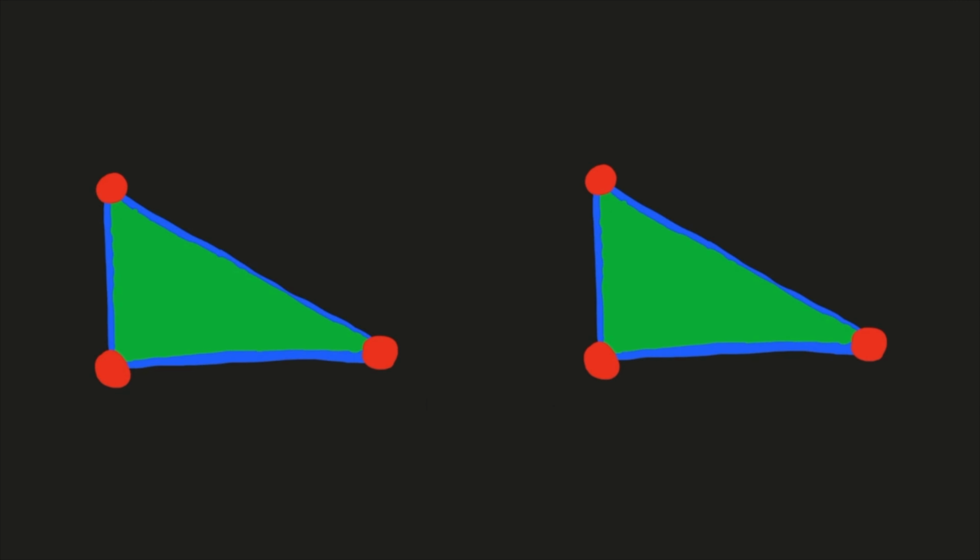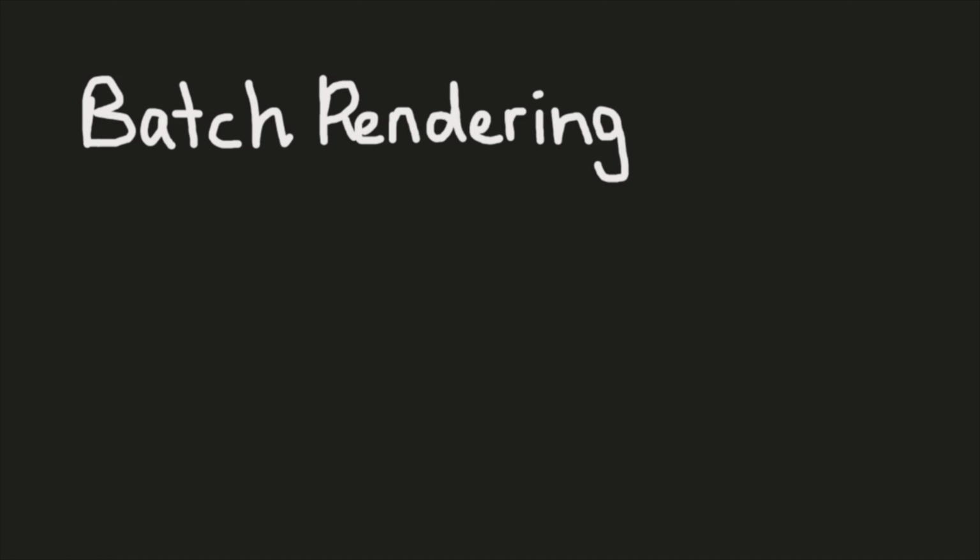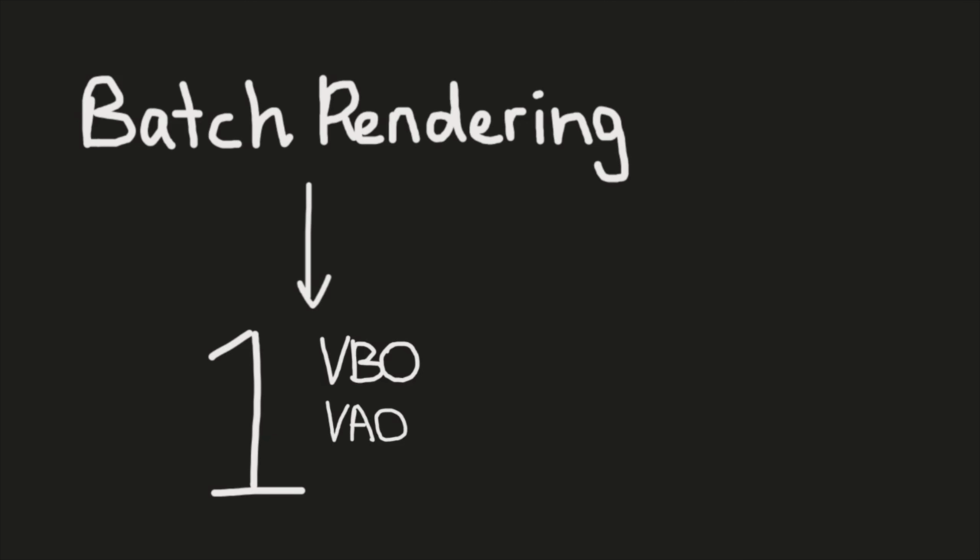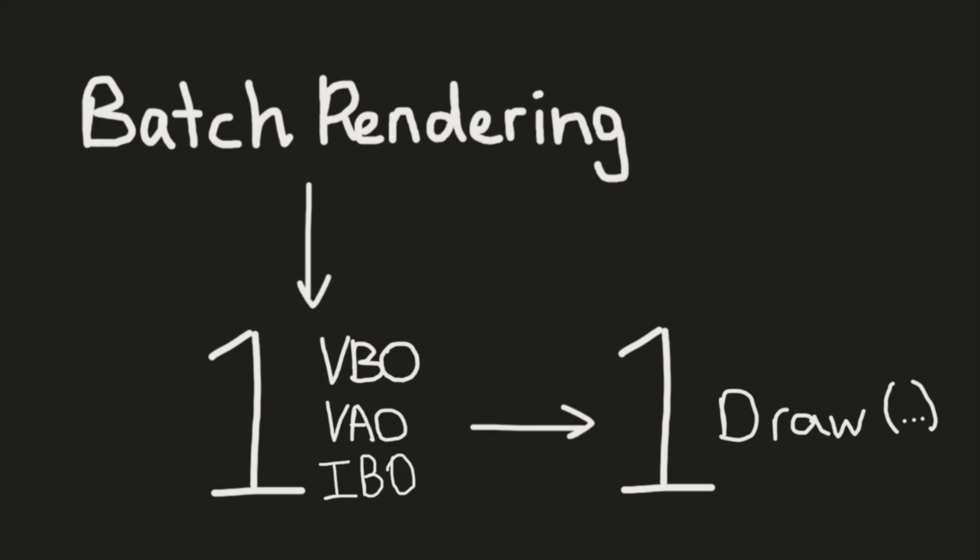If we wanted to render two triangles or two squares, we'd have to have two draw calls. Now that's not a lot, but what if we wanted to draw 1,000 squares or even more? That's where batch rendering comes in. Essentially, you just have one VBO, one VAO, and one IBO, and then you have one draw call. So this allows you to draw way more squares than you could imagine in one draw call, which is pretty good and fast.